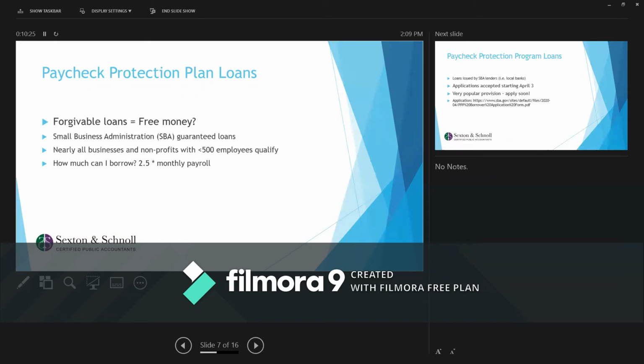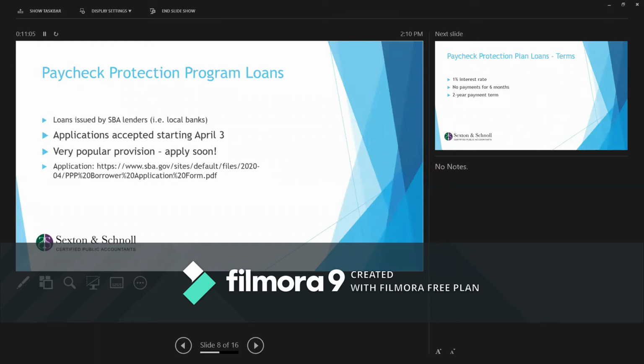The PPP loans are Small Business Administration guaranteed loans. Doesn't mean that you're guaranteed to get the money. The guarantee means that the lender will be made whole if the borrower doesn't pay. So the bank has an incentive to make as many loans as they can. Nearly all businesses and nonprofits with fewer than 500 employees qualify. And the maximum loan amount is 2.5 times your monthly payroll, and that's generally based on last year, 2019, the payroll last year.